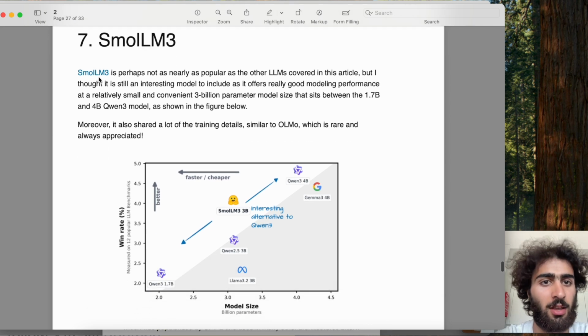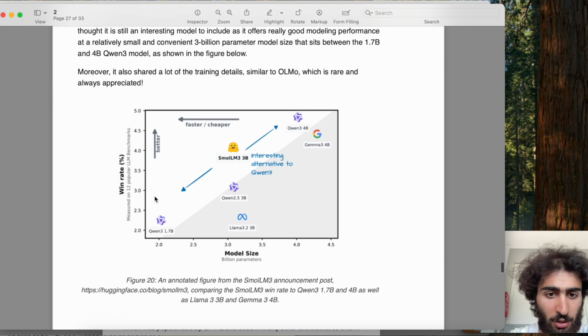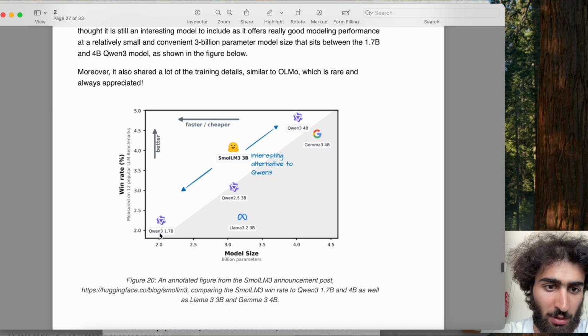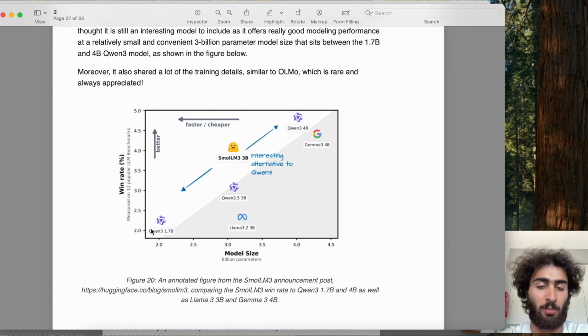And SmolLM3 is not nearly as capable as other LLMs, but it's still interesting if you look at this graph, which has model size versus win rate in LLM benchmarks. So you can see that it is quite well positioned, kind of in between Qwen 3 1.7B and Qwen 3 4B. So if you want a middle model, then take this over Qwen 2.5 3 billion.